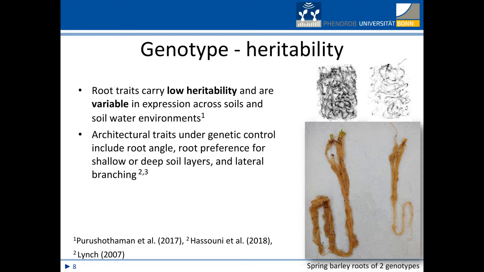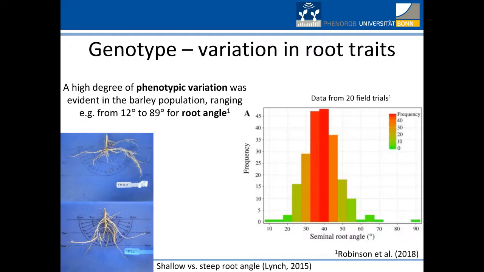Root traits under genetic control include the root angle, which I will address a bit later, the root preference for either rooting shallow or deep, and lateral branching. And the variation in root traits can be really large. Think of a field trial, for instance in Campus Klein-Altendorf, where the yield varies maybe between 8, 9 and 10 tons per hectare.